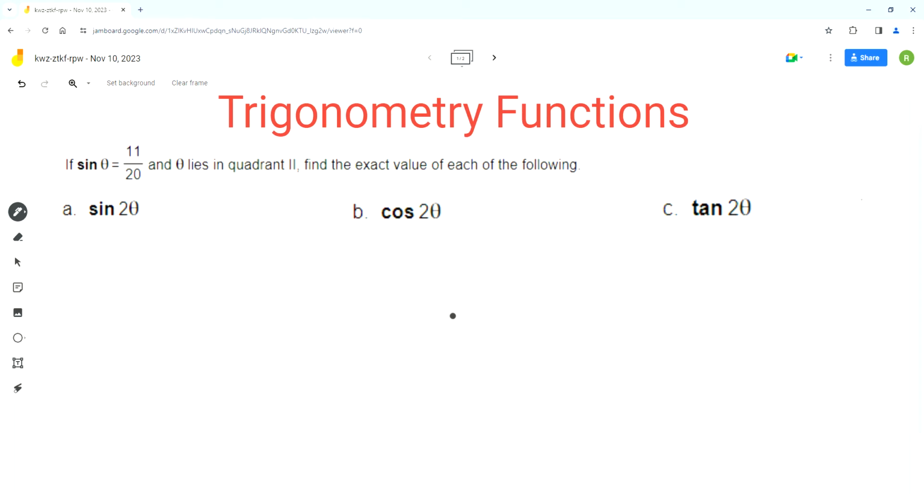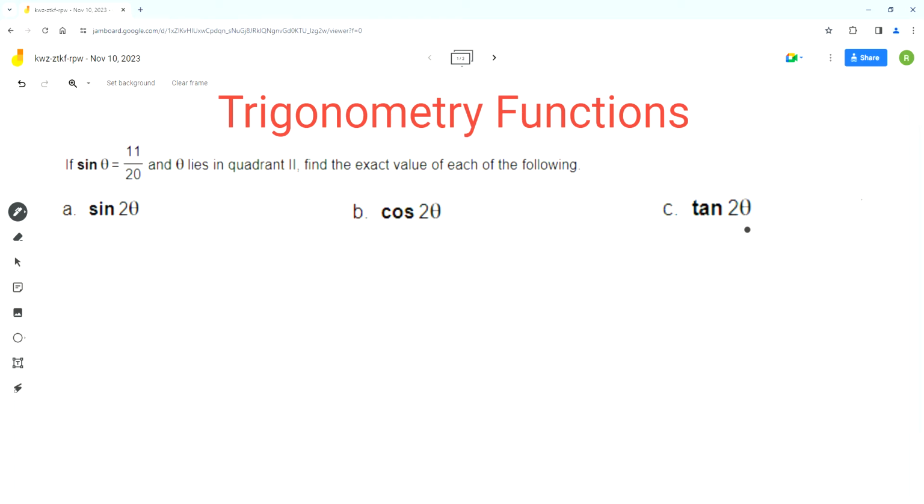So in this video, we'll solve this problem based on the concepts of trigonometry functions. As per the problem, sine theta is equal to 11 over 20 and theta lies in quadrant 2, and we have to find the exact value of sine 2 theta, cos 2 theta and tan 2 theta.